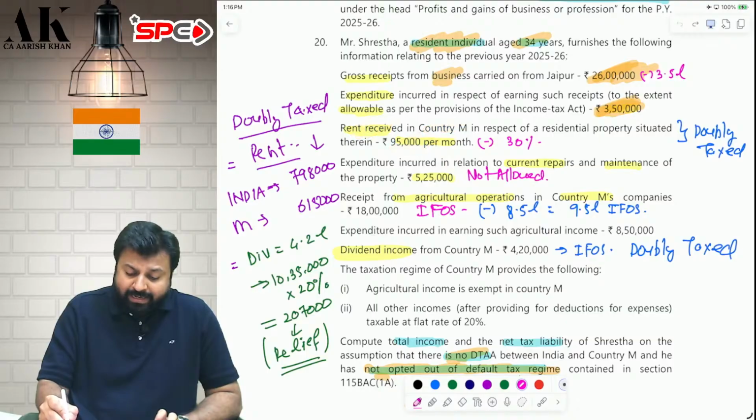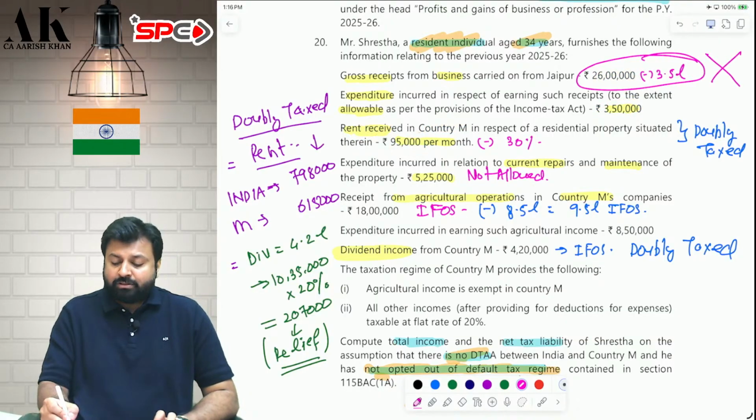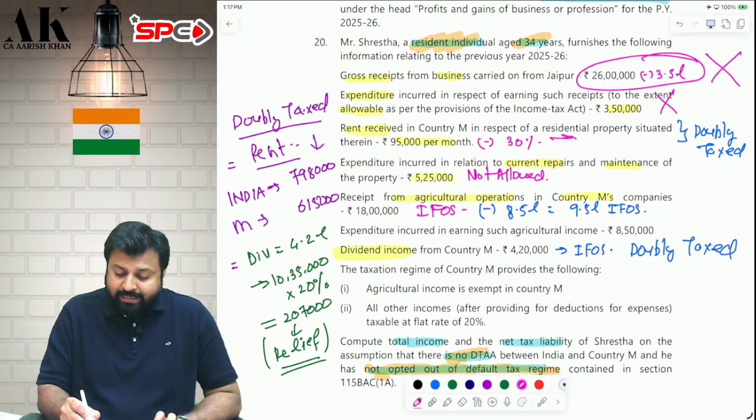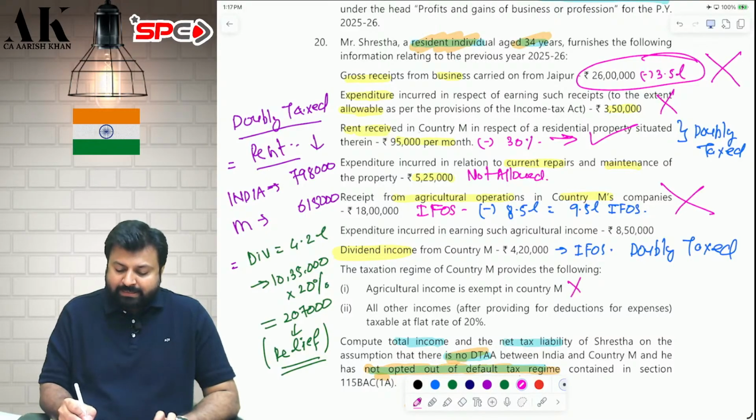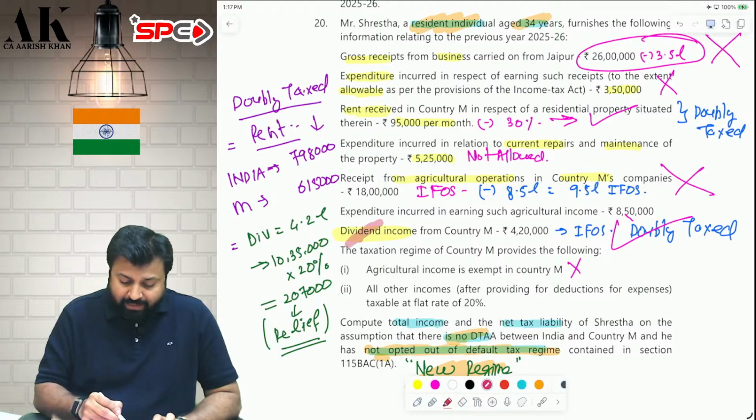Now the most important catch over here is doubly tax income. Which incomes are doubly taxed? Is this first income doubly taxed? No, because this is Indian income. This is not doubly taxed. Is this second income doubly taxed? Yes, this is doubly taxed. Is this agriculture income doubly taxed? No, because agriculture income is not taxable in country M, so you cannot say it is doubly taxed. Is this dividend income doubly taxed? Yes, dividend income is also doubly taxed. So two incomes are doubly taxed. I am highlighting with different colors. So this dividend income is doubly taxed and this rent income is doubly taxed.